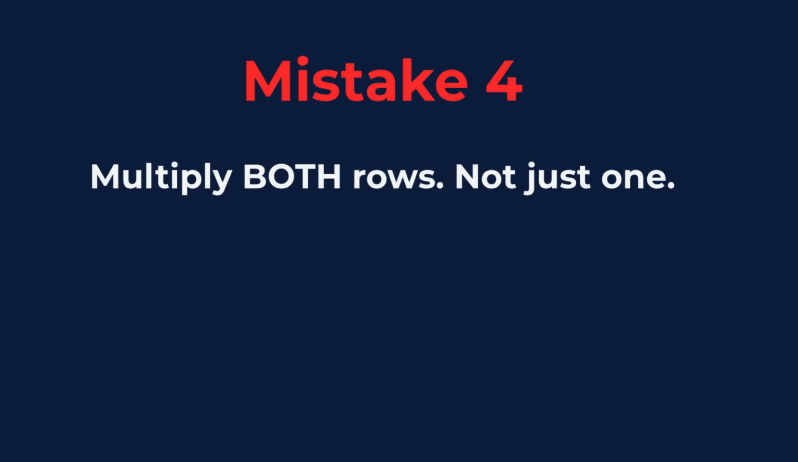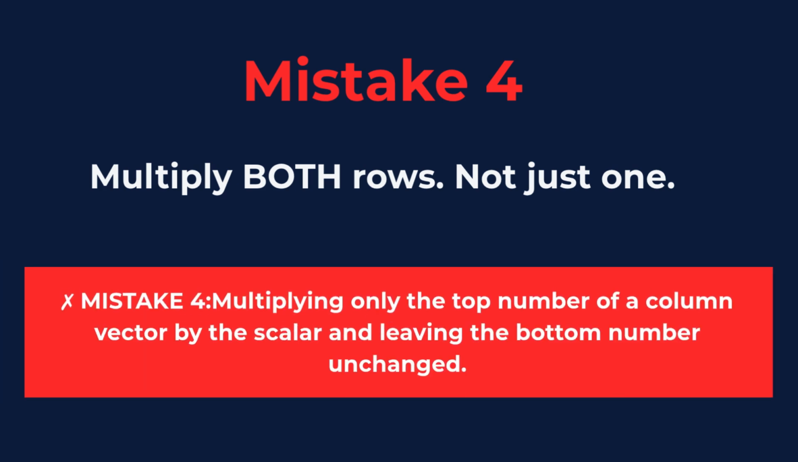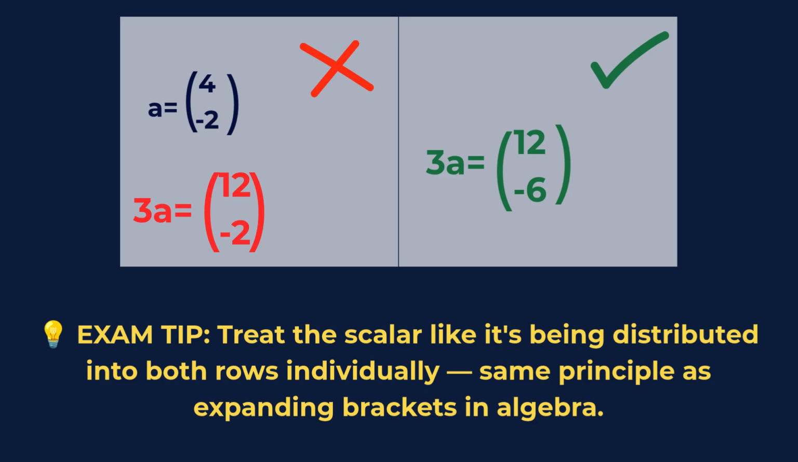Mistake 4. Scalar multiplication, multiplying a vector by a plain number. Sounds simple, but students often only multiply one row and forget the other. When you multiply a vector by a number, that number multiplies every single value inside the vector, both the top and the bottom. 3 times 4 is 12. 3 times negative 2 is negative 6. Both rows get multiplied, every time.